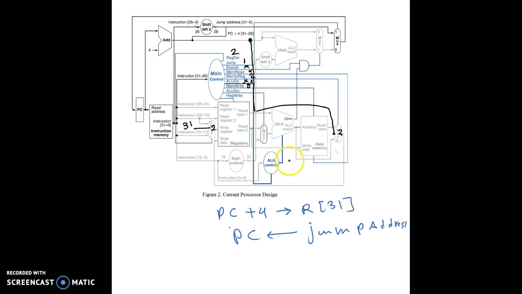And for ALU source, again, we don't really care because we're not using the ALU. And for RegWrite, in this case, we're actually writing to a register, so we have to have it as 1. And this is how you implement the jump and link instruction.